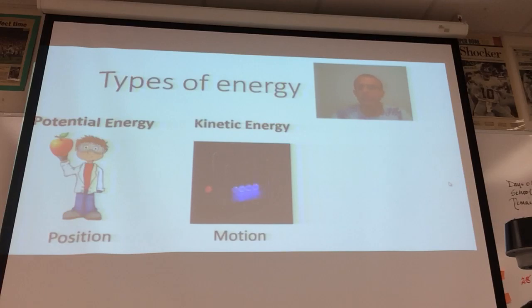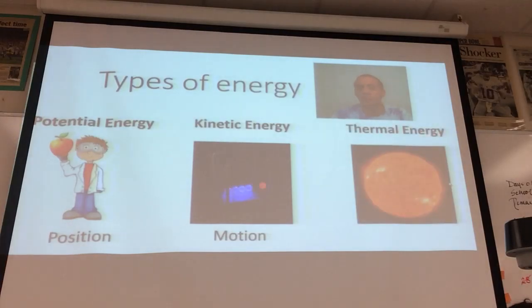And finally, the third type of energy that we're going to talk about in this video, there are more types of energy, but for now we can just limit our discussion to 3. The third type is called thermal energy. So here's a nice photograph of the sun that I found. And as you've probably already figured out, thermal energy is associated with an object's temperature.